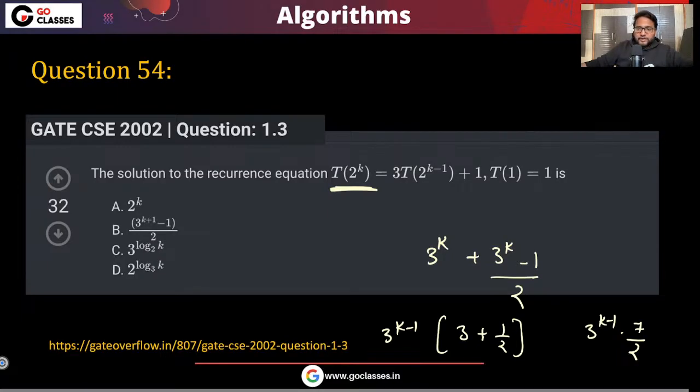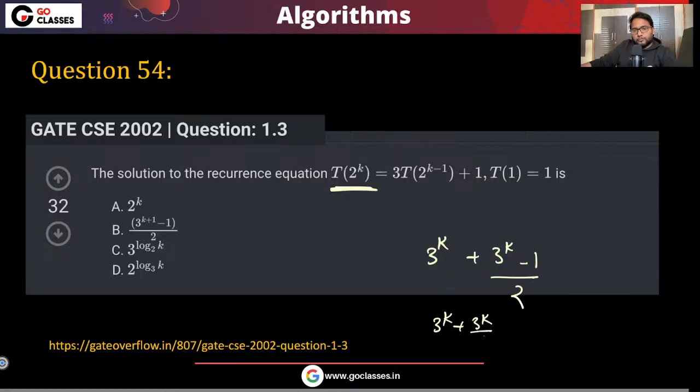So what is the final answer? I think this is going to be 3 power k minus 3 power k plus 3 power k divided by 2 minus 1 by 2, right?